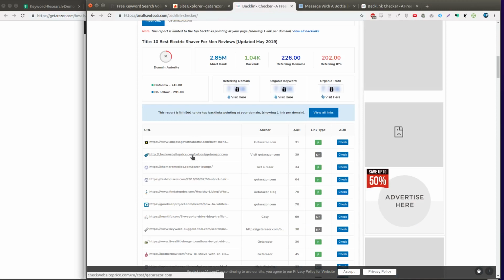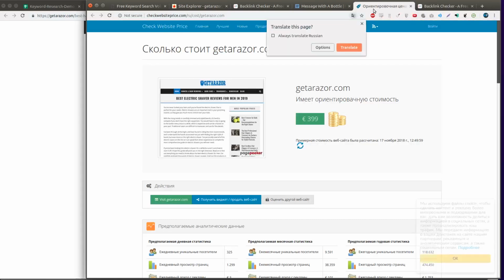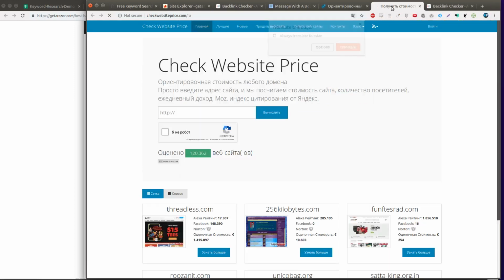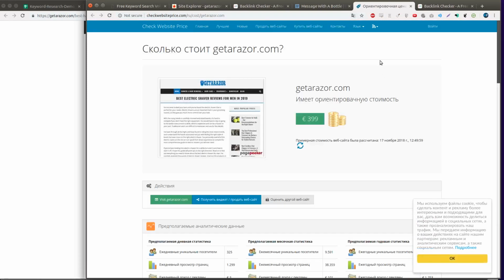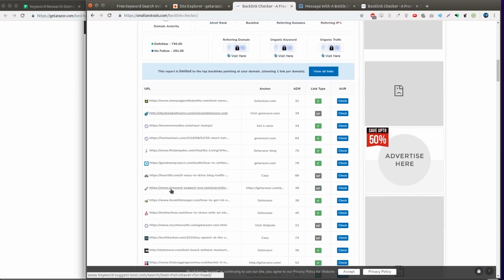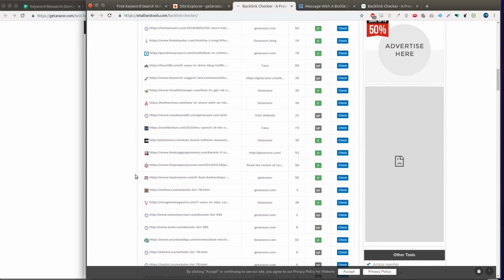Let's check out the rest of these. Their second highest link looks like kind of a shitty automated check website price tool. So that's not too amazing. Another keyword suggest tool. So you'll see these keyword suggest or website analysis links pop up just by having a website for long enough. So they're not really super authoritative links or really super impressive links or hard to get links.